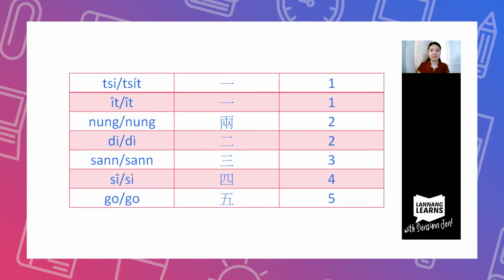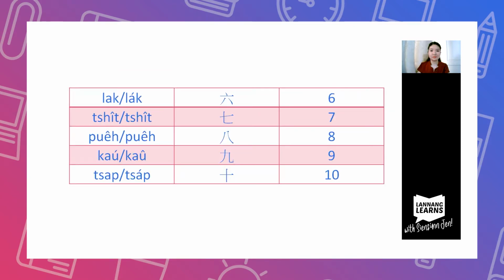1 is jit, nung, sa, si, go. Another way to say 1 is it. Another way to say 2 is di. But usually when we count, we say jit, nung, sa, si, go, lak, chit, pue, kau, sap. So that's jit, nung, sa, si, go, lak, chit, pue, kau, sap.